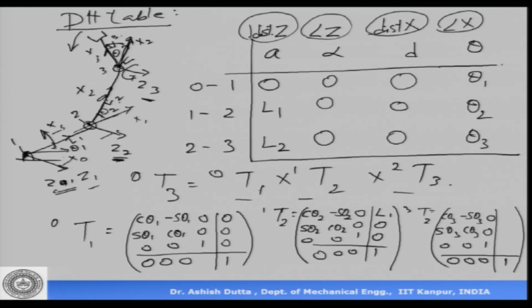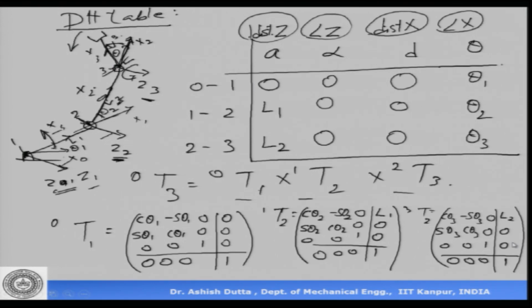What is the distance between the origins? The second frame origin is here, the third frame origin is there. The distance between them is L2, in the direction of x2. So, L2 in the direction of the x axis, and then 0 0 0.